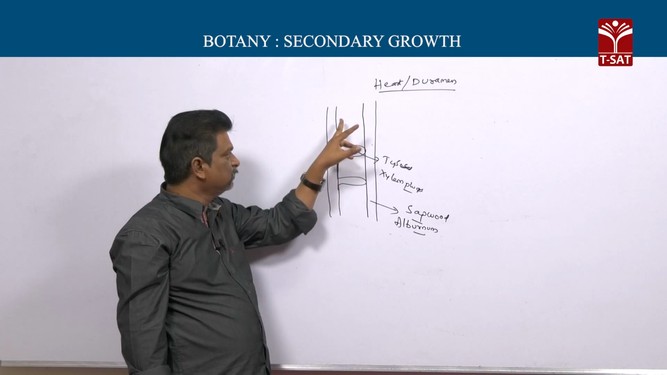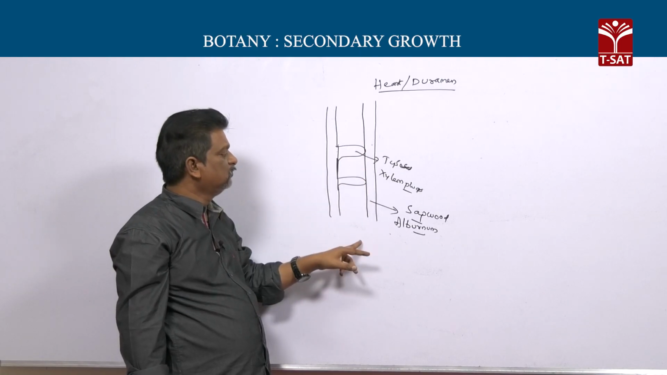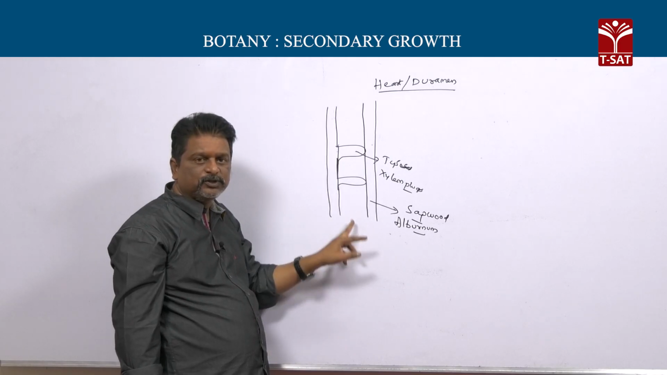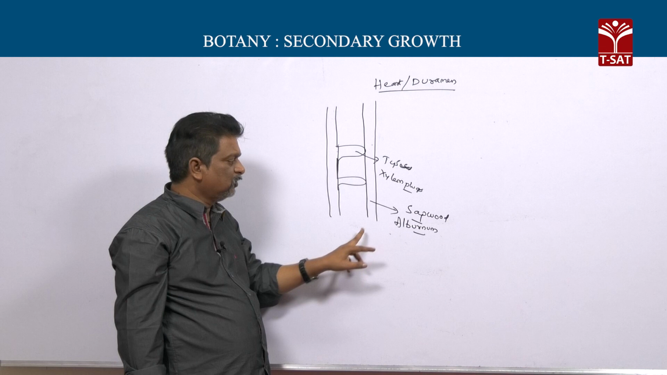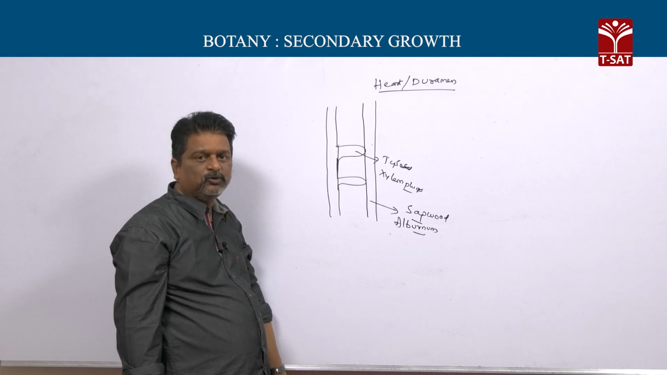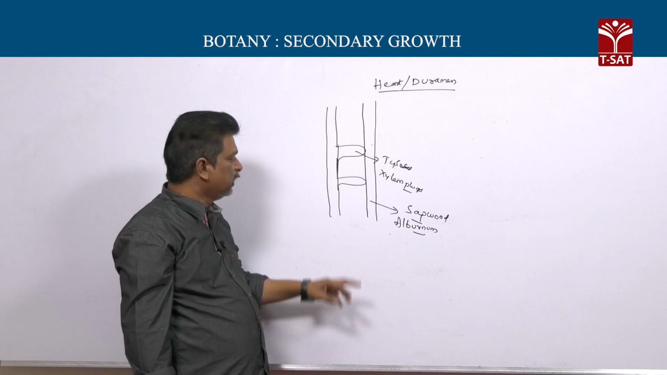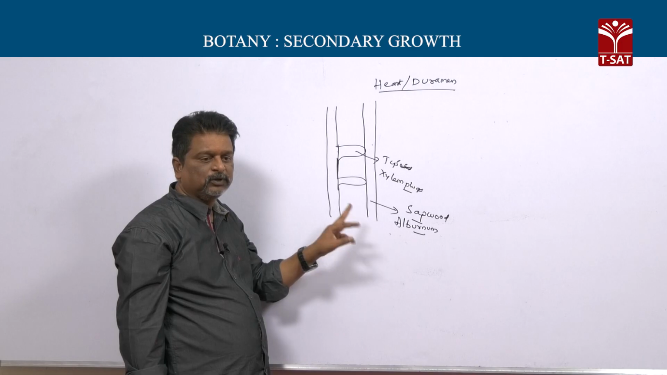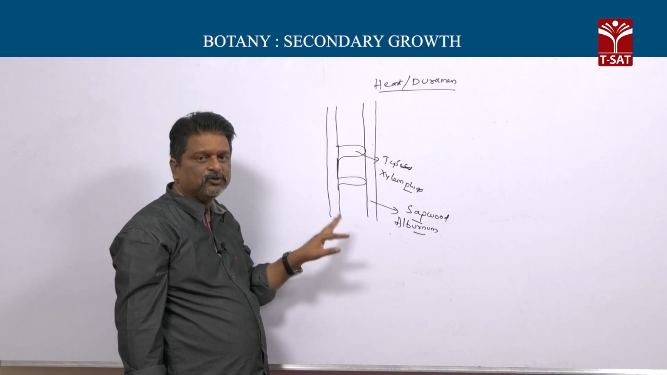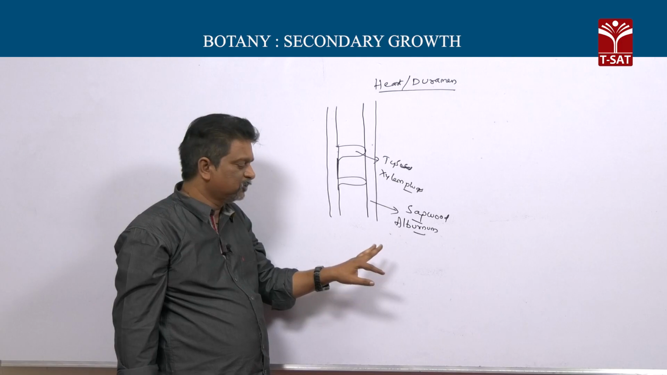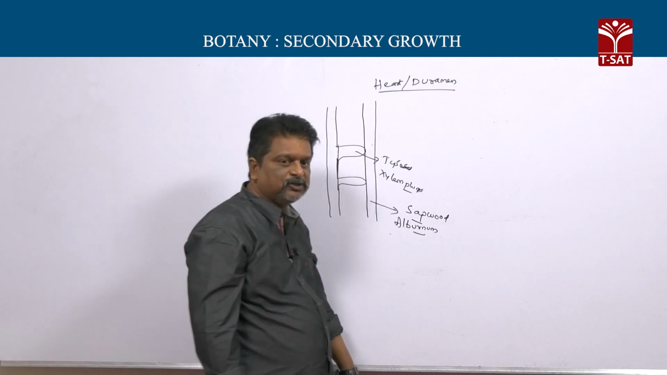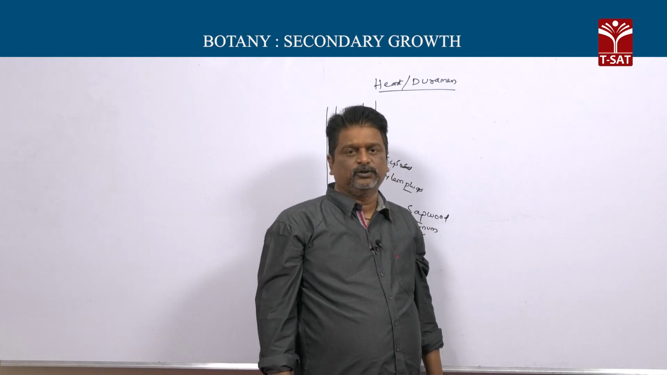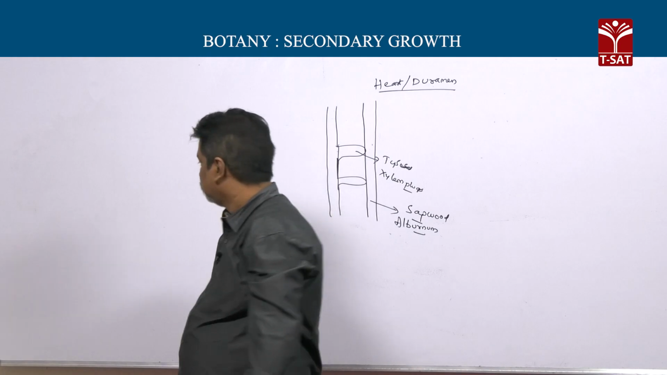So in old dicot stem, the centrally placed wood is heartwood, also called duramen, and the newly formed wood which is peripherally placed is called sapwood or alburnum. Then gradually the sapwood is converted into heartwood. How? Due to formation of tyloses. So due to formation of tyloses, gradually the sapwood is converted into heartwood.